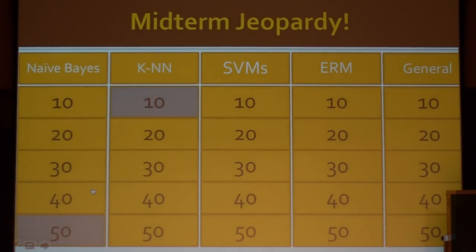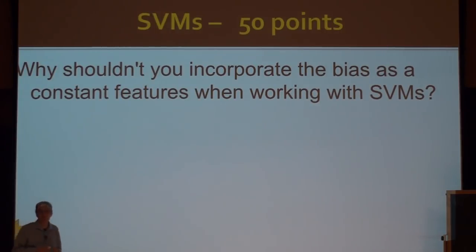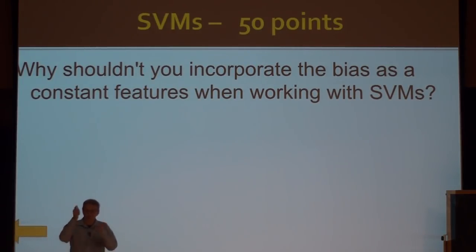SVM 50, all right. Ready? Go. Why shouldn't you incorporate the bias as a constant feature when working with SVMs? Just to make this clear, when we had the perceptron algorithm, we just incorporated the bias as a constant feature, right? We just added a feature of 1. Why can't you do that with the SVM?